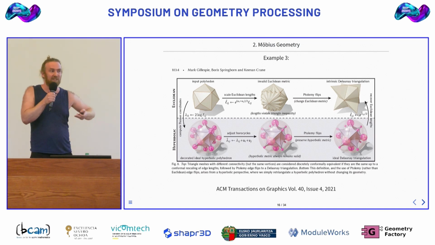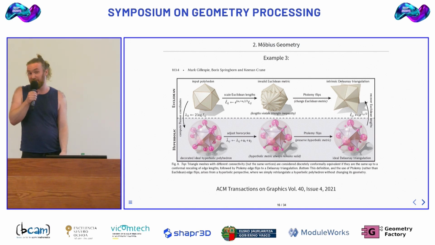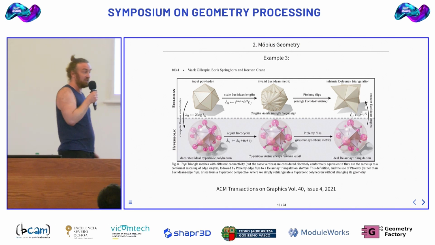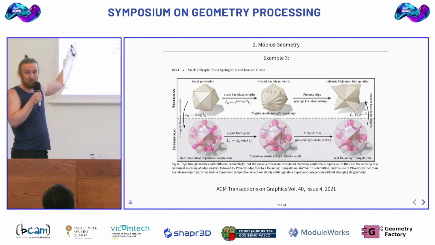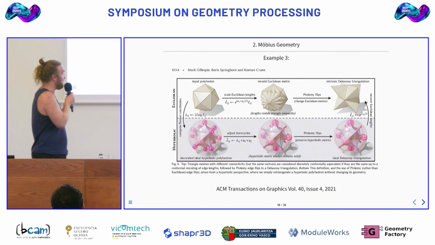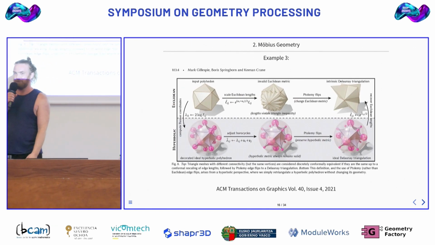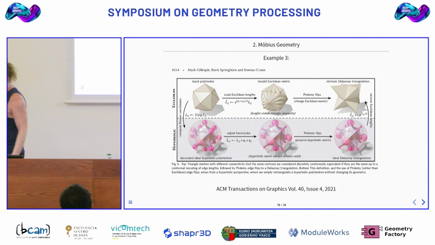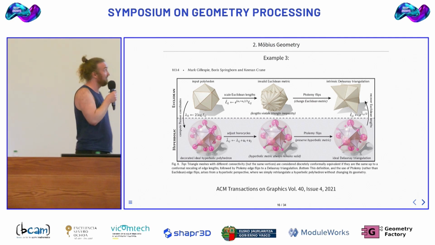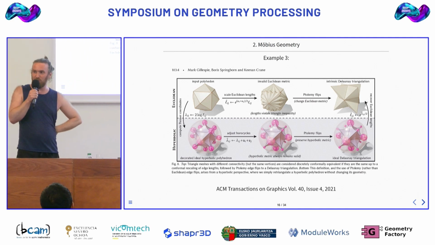So I hope this is another example that motivates that you could think about other geometries than Euclidean geometry, even if ultimately you're solving Euclidean problems. That will be the end of Möbius geometry and almost of my time. So, questions so far?